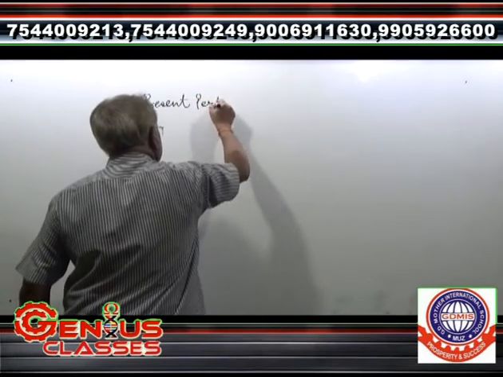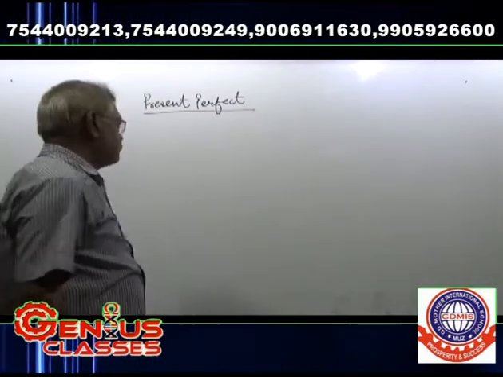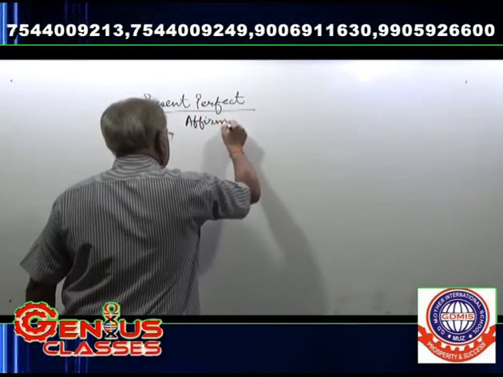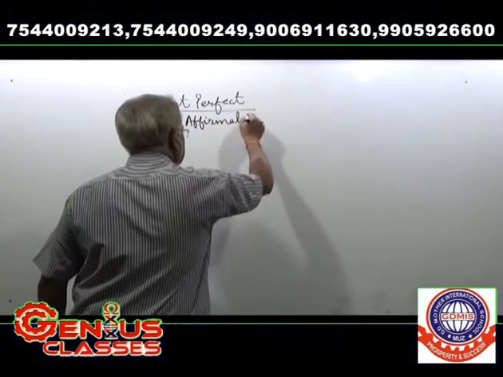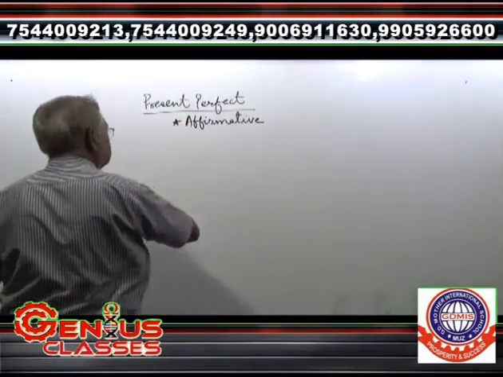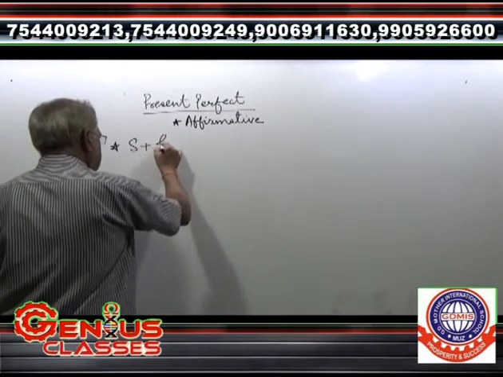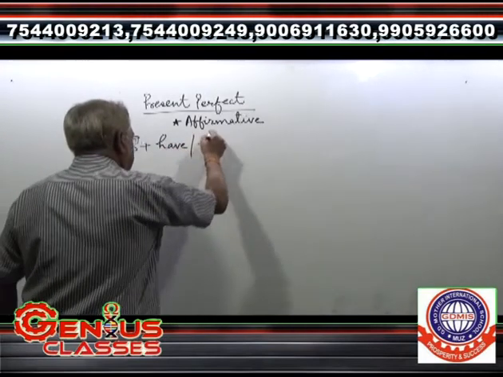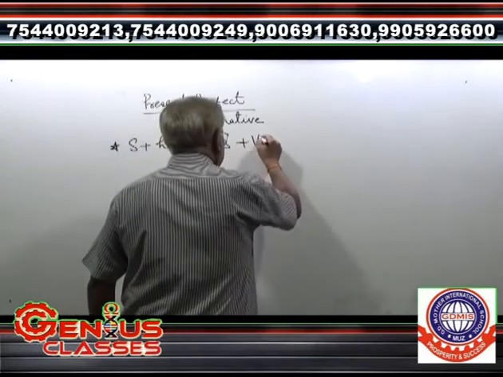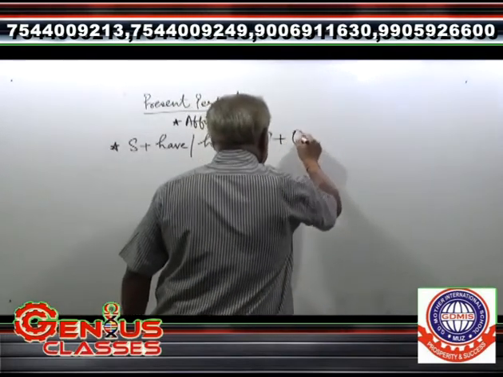Present perfect. That is the affirmative sentence, and its structure is subject plus have/has plus V3 plus object.